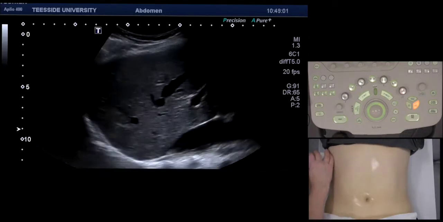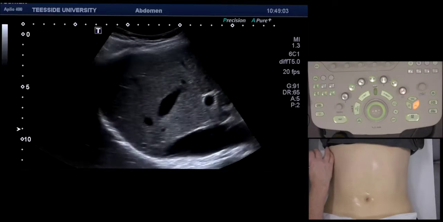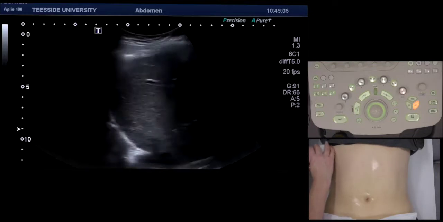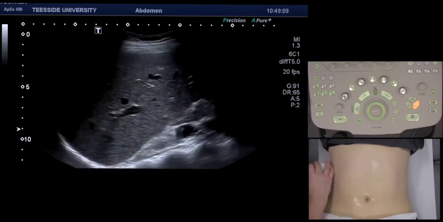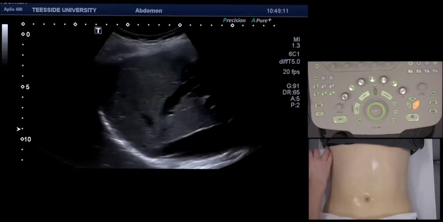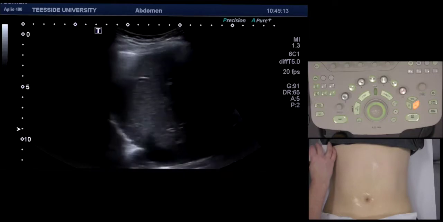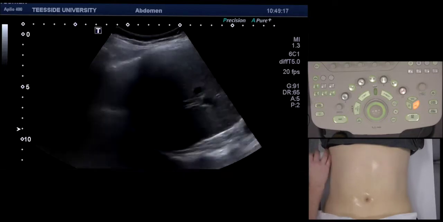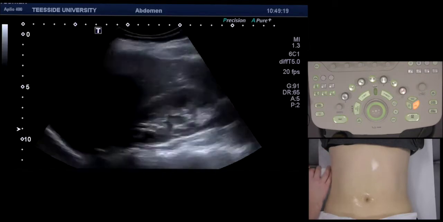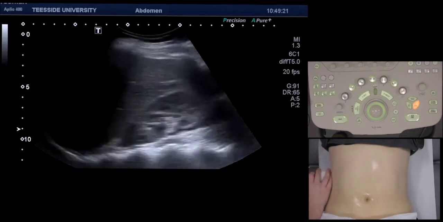If somebody's very gassy, what you can also do is scan intercostally like this, and what you're doing is moving up and down the rib spaces, changing respiration. Again, what I'm doing here is looking for gross hepatic pathology and also any dilated intrahepatic ducts.